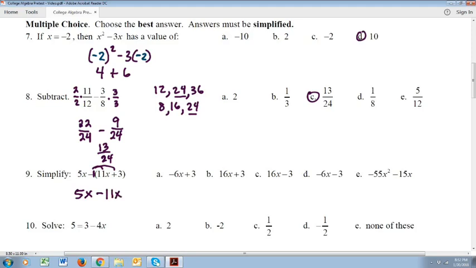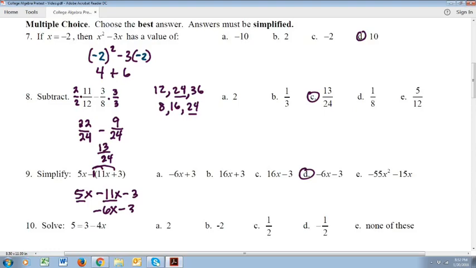And -1 times a +3 is -3. We write that as -3. And so the 5x and the minus 11x can be written as a -6x. We get -6x minus 3, and so that's D.